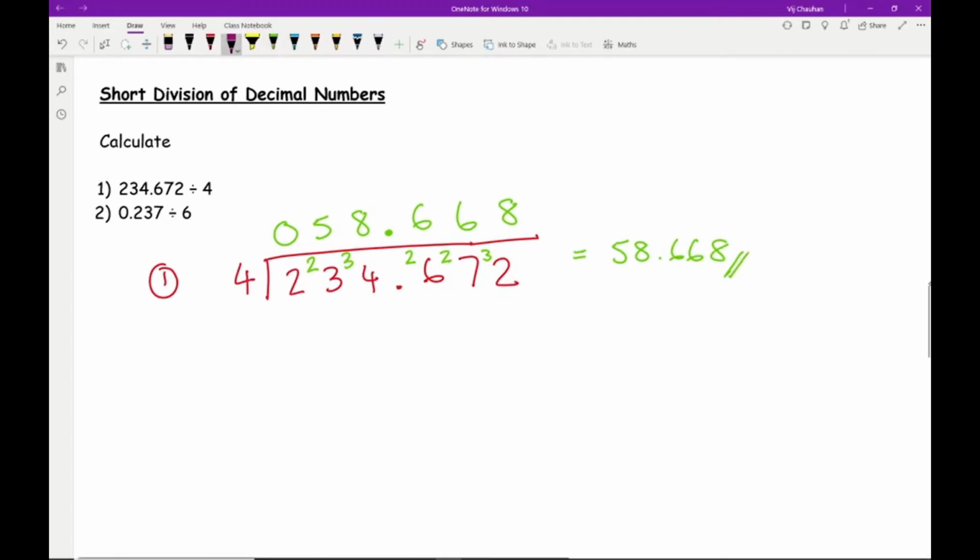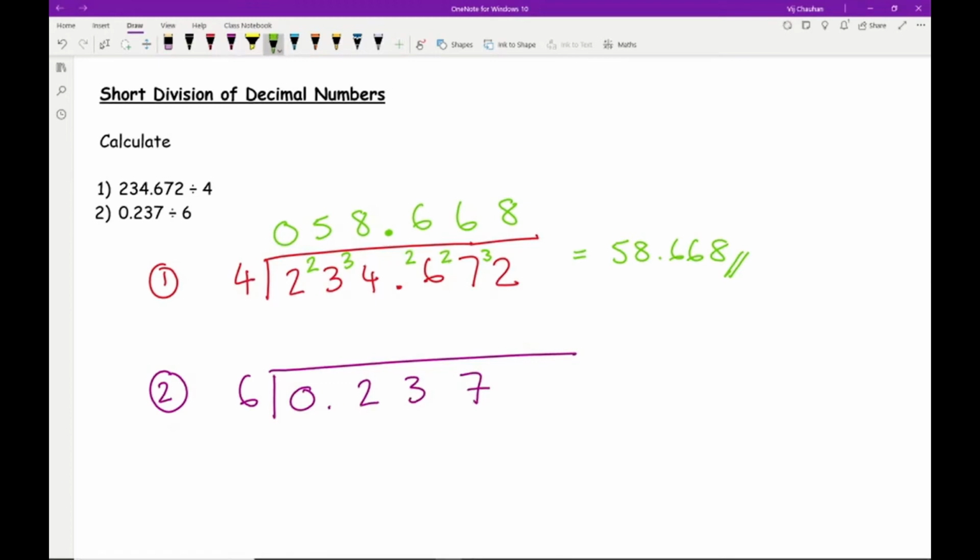And then finally for question 2, here we've got 6 goes outside, and I've got 0.237. Going through the notions, how many 6's go into 0? None. So I add the decimal point, I'm carrying on the 6. How many 6's go into, oh, that's going to be a 0 rather, not 6. How many 6's go into 2? That's a 0, carry the 2.